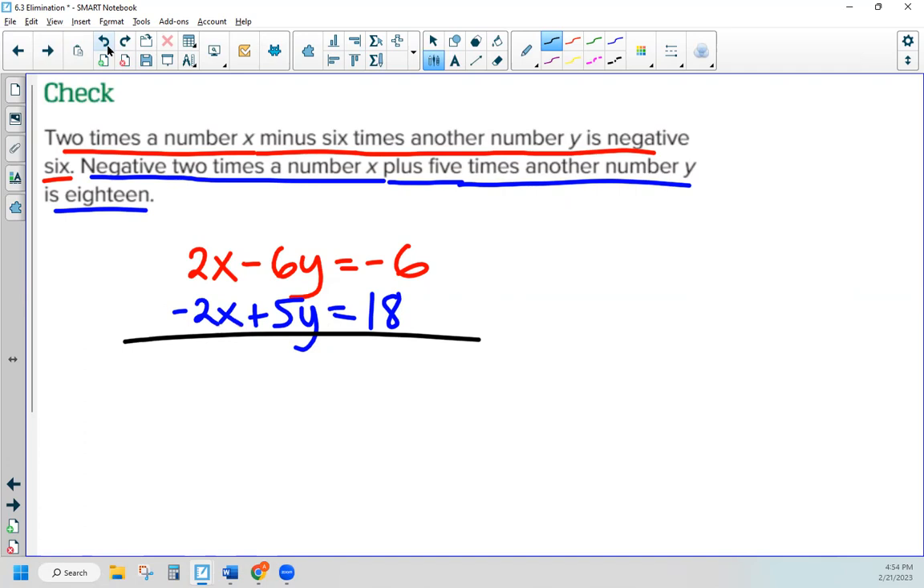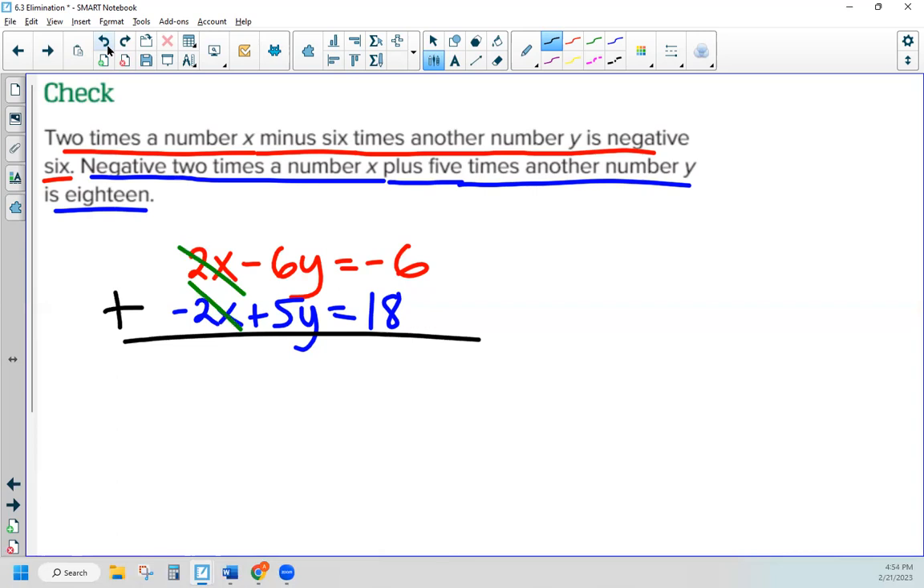We do see that positive and -2 are opposites, so by adding them, they will cancel out. By adding these two equations, that's going to eliminate, hence the elimination process method. And now make sure you don't mess up with your signs.